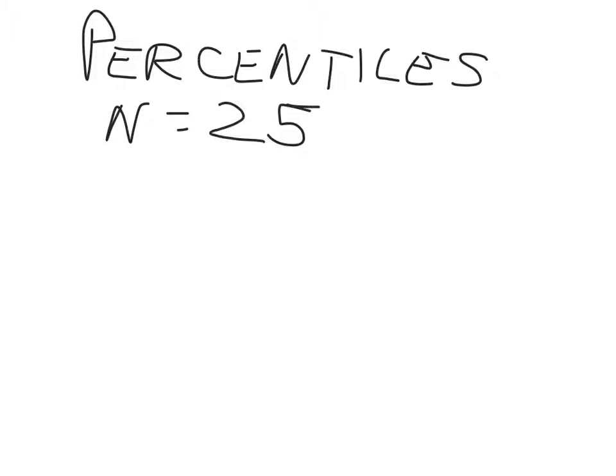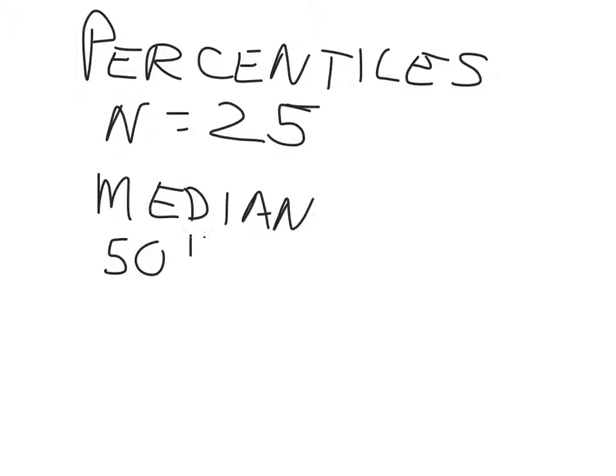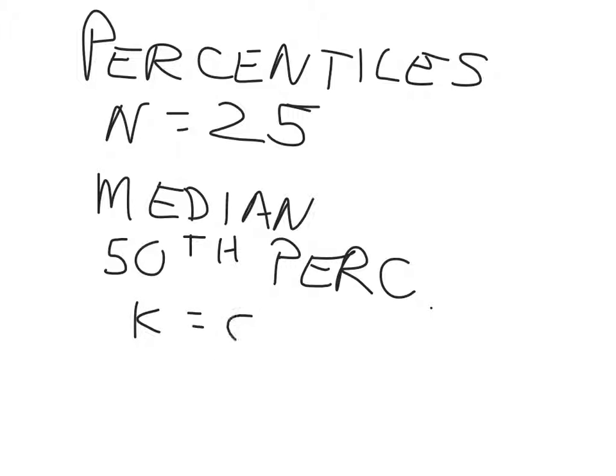The first one we're going to find is the median, and we know by definition that the median is at the 50th percentile. Okay, and we like that. So we're going to say K is equal to 0.5. All right, so this is going to be a little different than what we've done so far, but that's okay.